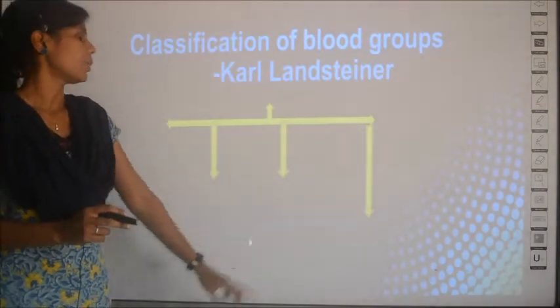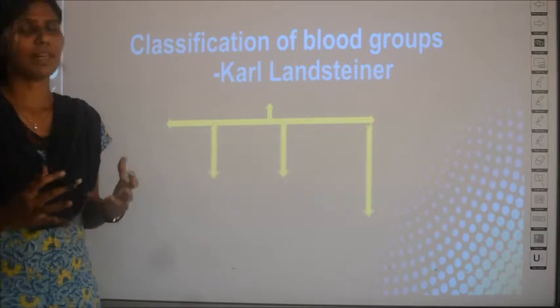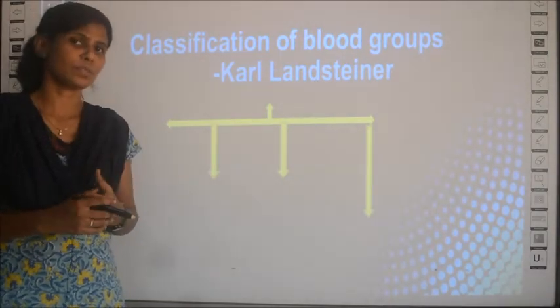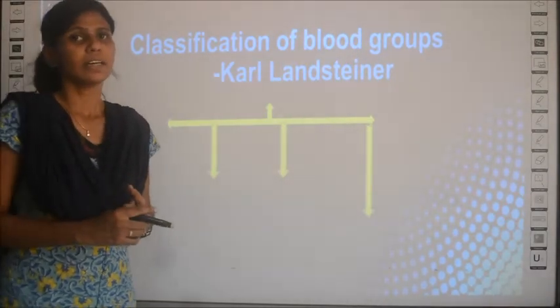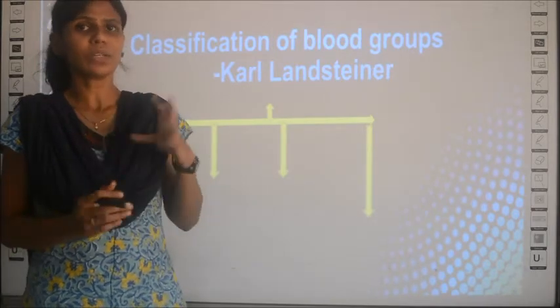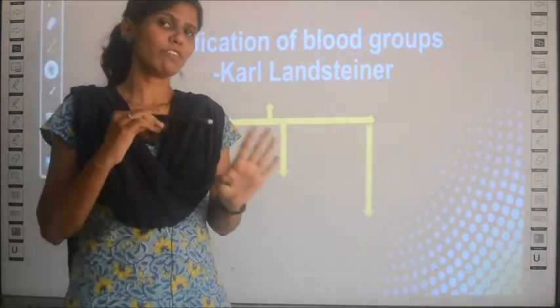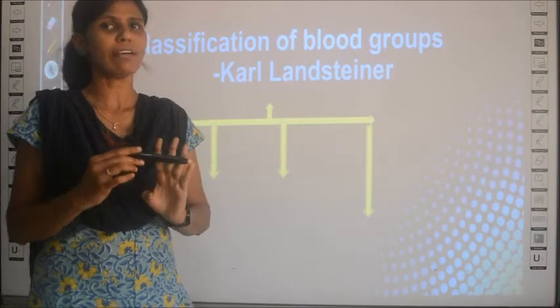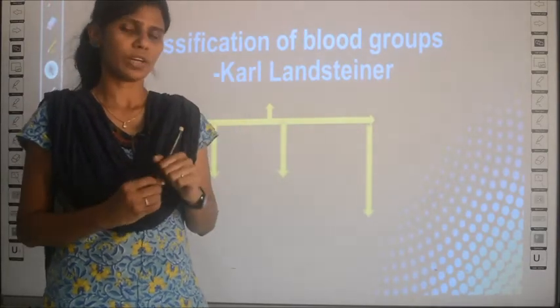Now, what are the 4 types of blood groups? There are 4 types of blood groups. I didn't tell about that. How many types of blood groups are there? Totally there are only 4 types of blood groups. Every human being will have one among these 4 types only.